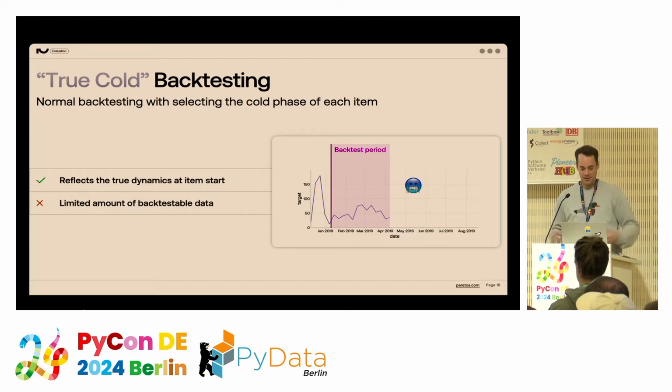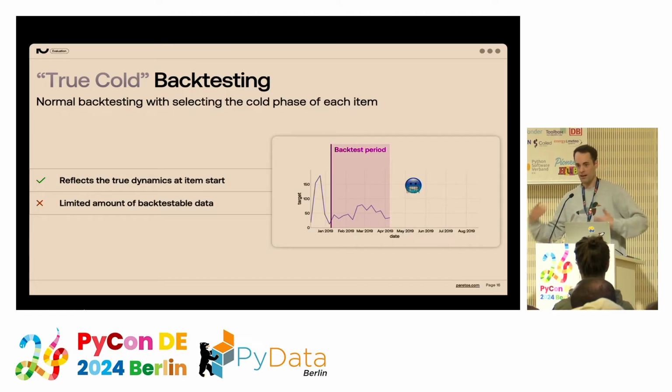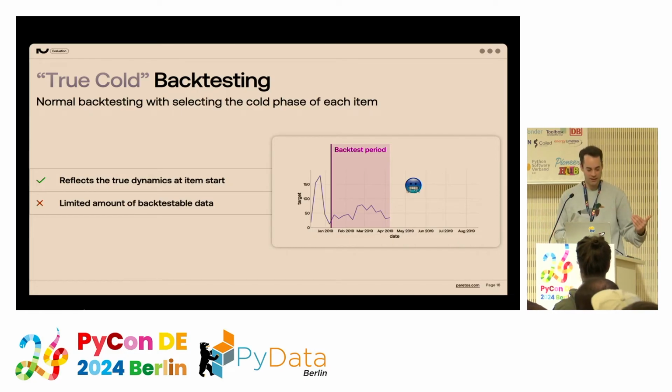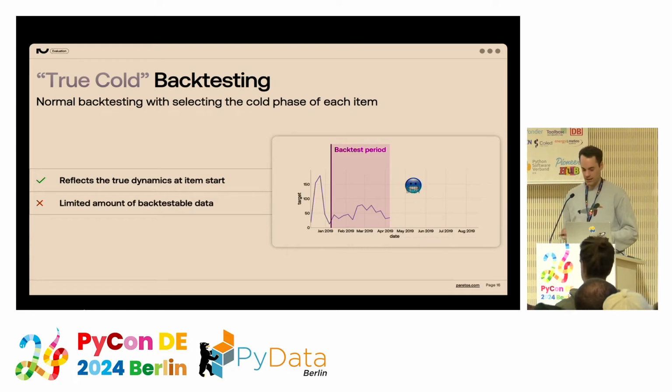This is something that reflects the true dynamics of your item start, because per definition, you go back to the item start, and that's what you test on. On the other hand, depending on your data situation, depending on how many cold starts you have observed in your historic data, this may be expensive in the sense that you have only a limited amount of testing data available to do that. But it seems a bit more like the cleaner approach.